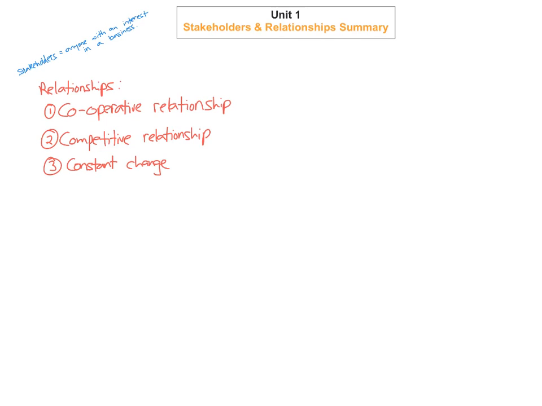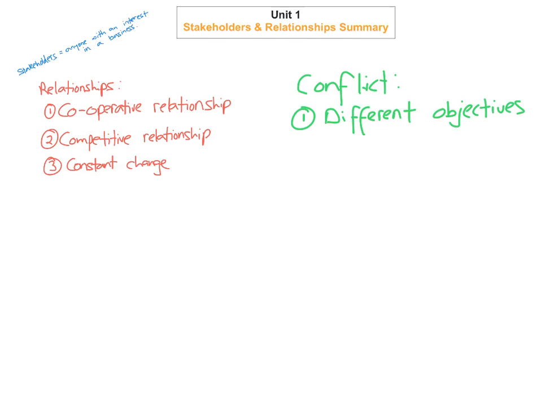The next thing we're going to look at is conflict. So we're going to look at the conflict between the stakeholders and the business, okay? And sometimes it's a normal thing to happen, that there will be conflict between the stakeholders. And I'm going to give you 3 reasons for this. The first one is because of different objectives. This is where there are differences of objectives by different stakeholders, and conflict might arise.